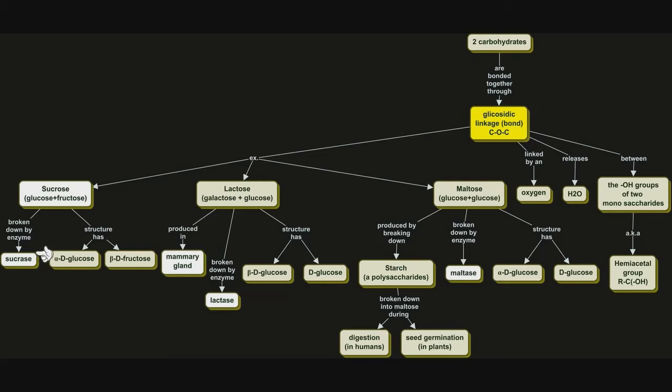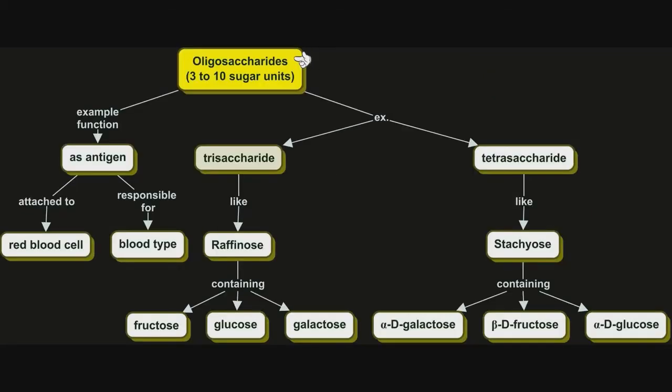Let's go back to oligosaccharides. Here are some examples of an oligosaccharide. A tetrasaccharide, an example of which is stachyose. Stachyose is an artificial sweetener. It contains the components alpha-D-galactose, beta-D-fructose, and alpha-D-glucose.